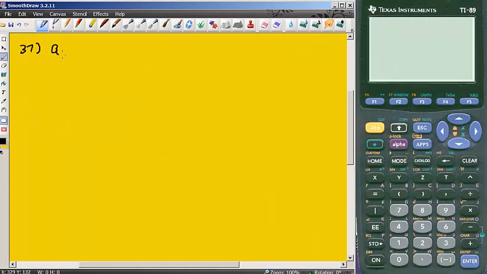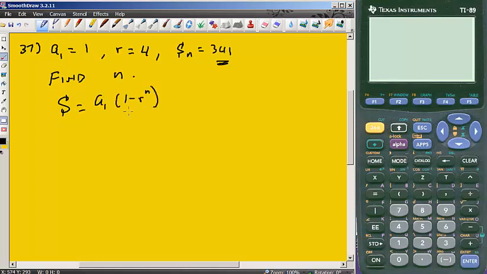Okay, and that is a sub 1 is equal to 1, and they tell us r is equal to 4, so the ratio is 4, and they tell us the sum of this geometric series is equal to 341. And they want us to find how many terms it took to get the sum of 341. So of course we're going to use this formula. S is equal to a sub 1 times 1 minus r to the n, all that over 1 minus r. And plug in everything that we know.